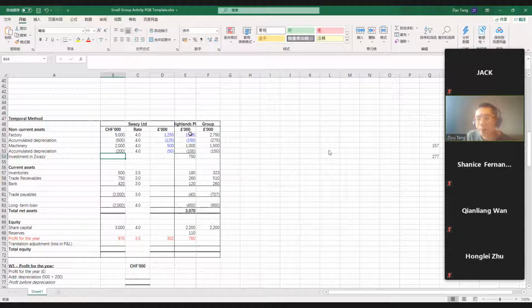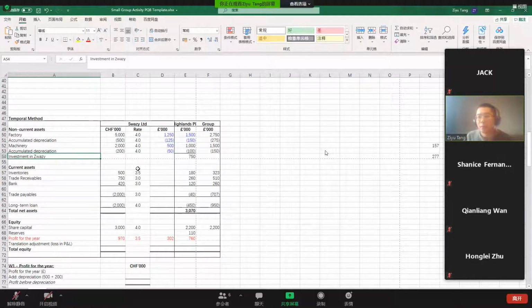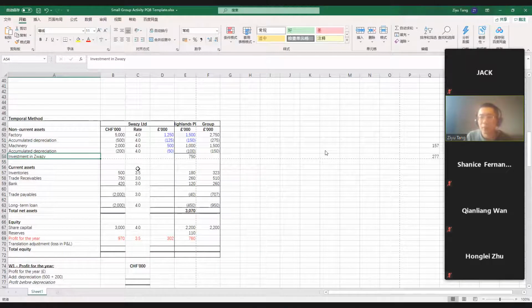And how to prepare the consolidated statement is just like we have discussed in the previous tutorial, but in this question it's much easier because we don't need to adjust any additional information. The only thing you need to pay attention to is that you need to cancel this investment account, and also if the current assets and the liabilities, if these two companies have some credit for each other, you need to also cancel those items. So that is the only thing you need to pay attention to.